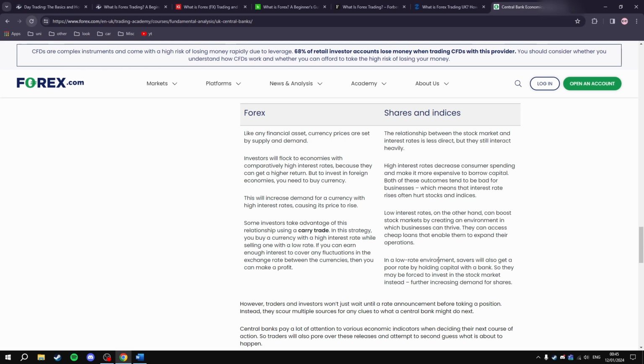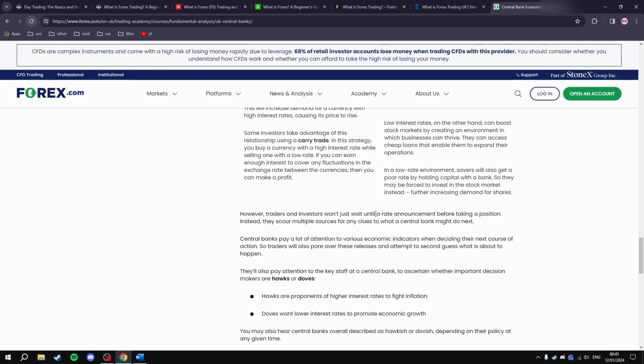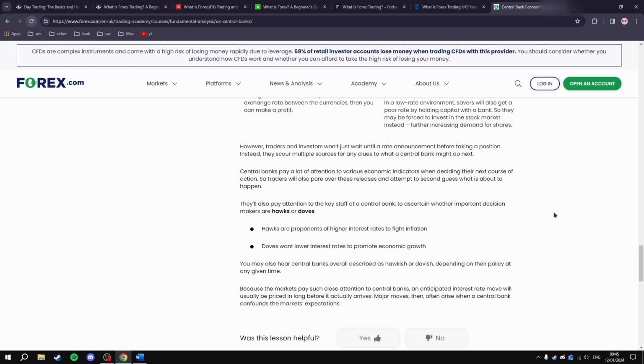In a low rate environment, savers will also get a poor rate by holding capital with banks, so they may be forced to invest in the stock market instead, further increasing demand for shares. However, traders and investors won't just wait until a rate announcement before taking a position. Instead, they scour multiple sources for any clues to what a central bank might do next. Central banks pay a lot of attention to various economic indicators when deciding the next course of action, so traders will also pore over these releases and attempt to second guess what is about to happen.